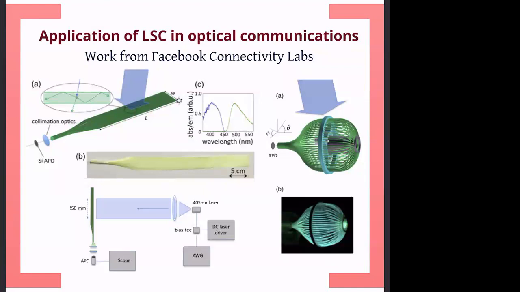Now, Facebook's interest here is something called optical communications. In other words, they want to essentially network the entire world, right? If you're a village in Africa, it's very hard for you to get an internet connection through cable. So instead of cable, the idea is that you can communicate with light, but free space light.